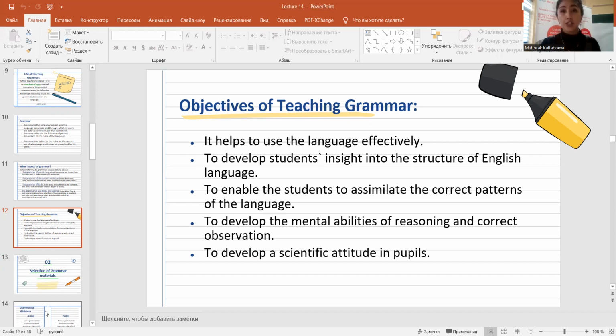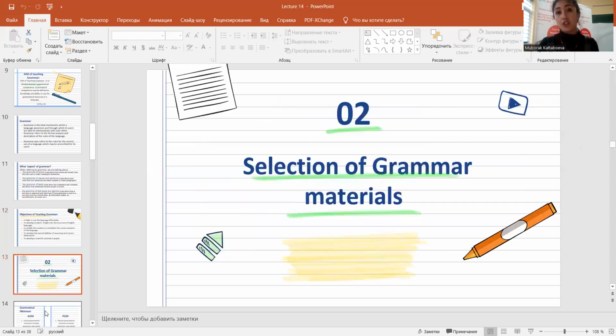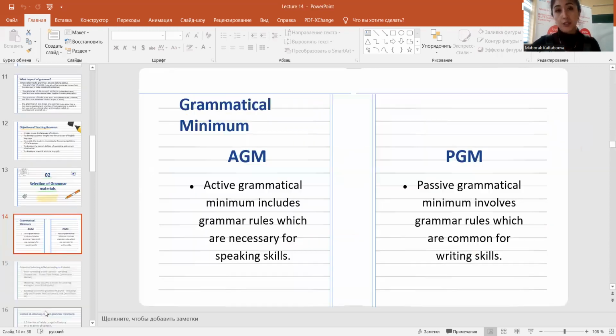And you'll be able to develop the mental abilities of reasoning and correct observation. Your students will be able to observe other students' usage of English, and they will be able to implement those rules in real life situations. And last, but not least, they'll be able to develop a scientific attitude in pupils when they need to be able to analyze these grammatical structures from the point of view of theoretical methodologists and linguists.